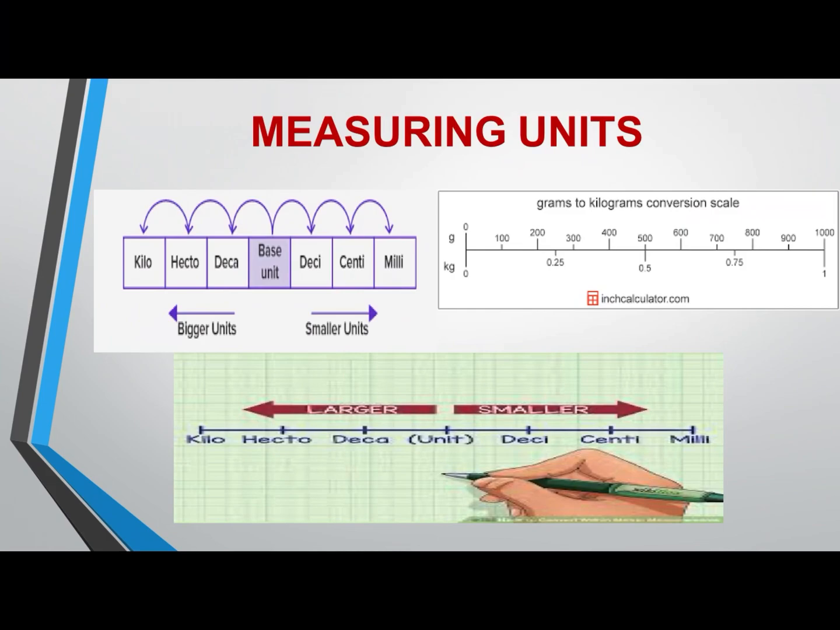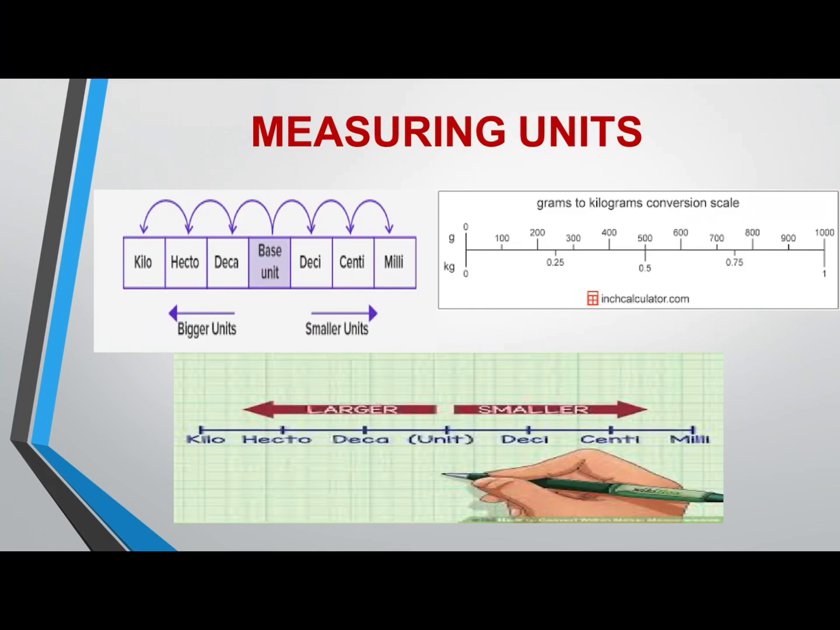Now there is a measuring scale, a conversion scale for you, gram to kilogram. That means I already told you in the previous chapter that whenever you have to go from a smaller unit to a bigger unit, you have to divide. But when you have to go from a bigger unit to a smaller unit, you have to multiply.